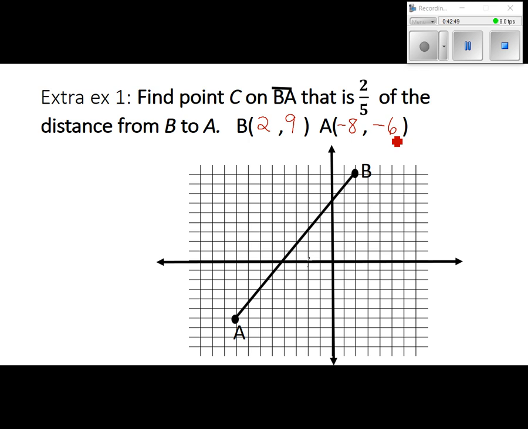All right. What's different about this one? Where are we starting at? This says distance from, so where we start, B. We're starting at B and we're going to A. So sort of going backwards down it.